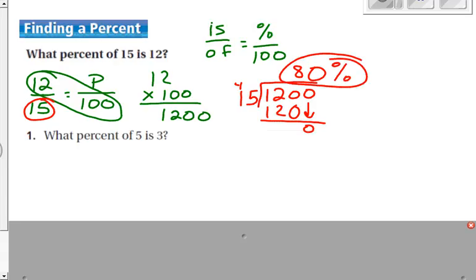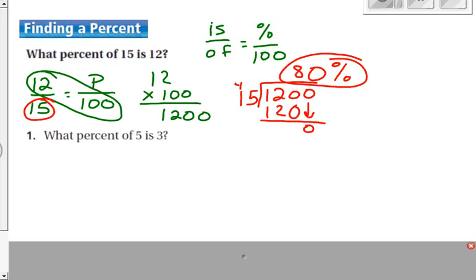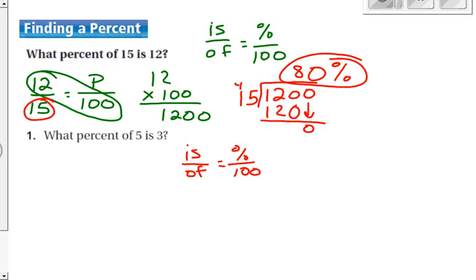The next problem says, what percent of 5 is 3? So again, I'm going to use my is over of equals percent over 100. So now I have of 5. So again, that of is going to go on bottom. So I'm going to put my 5. It is 3, so 3 is on top of 5. I'm going to put my 100, and then we got our P for percent.